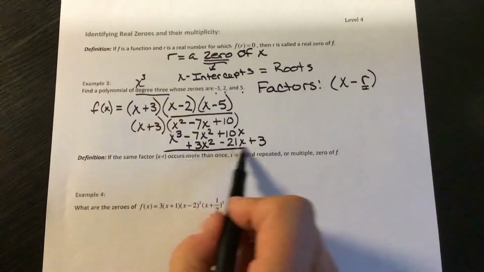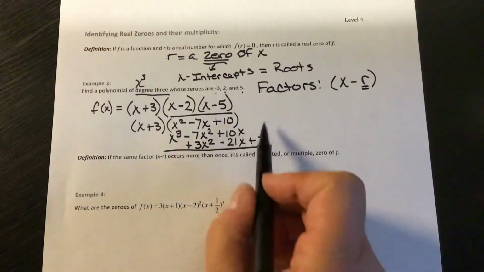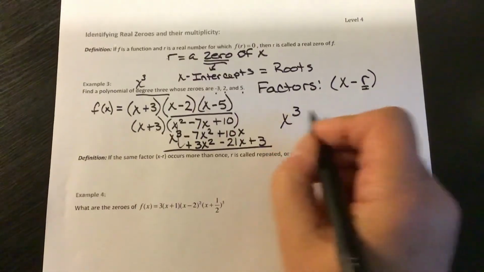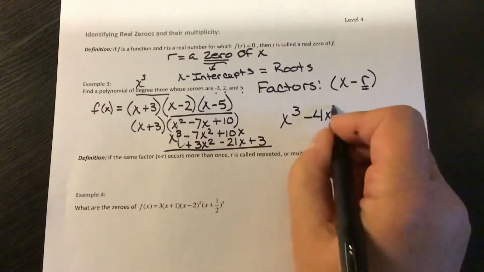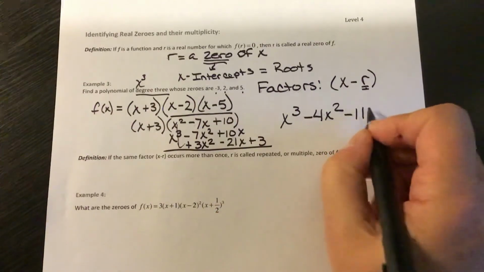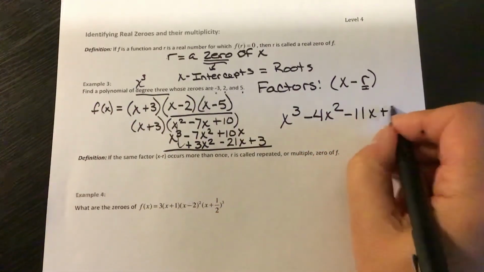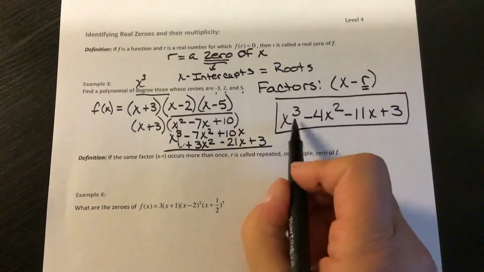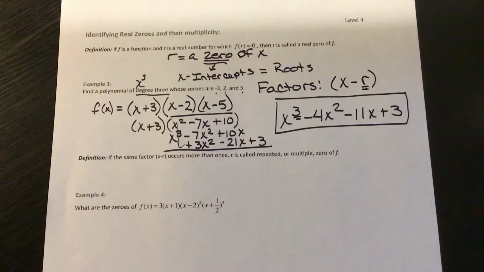Now if I add these together and just combine like terms working down, I'm going to have x to the third minus 4x squared minus 11x plus 30. And this would be my polynomial with degree 3.